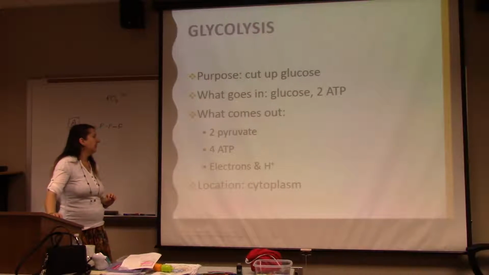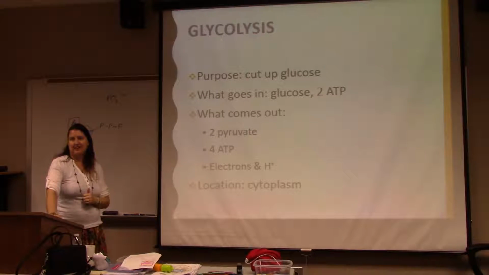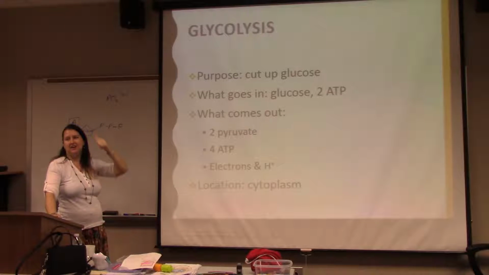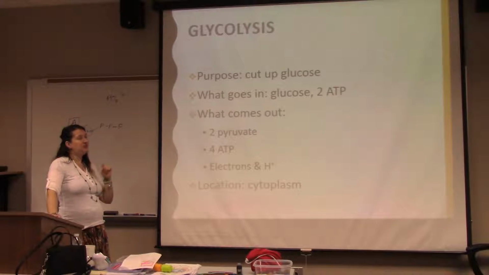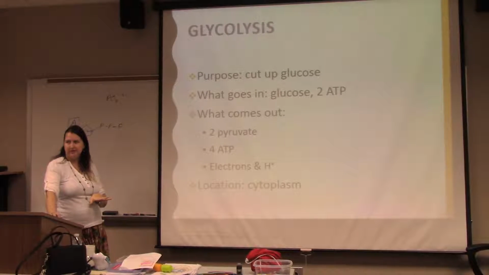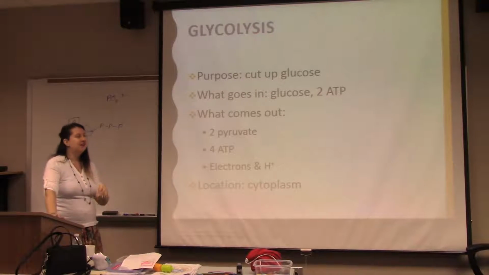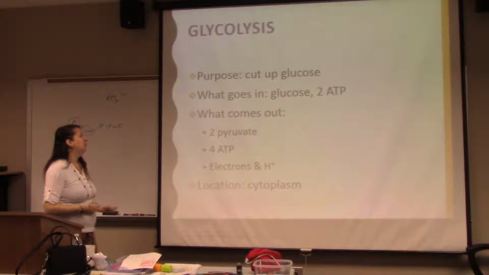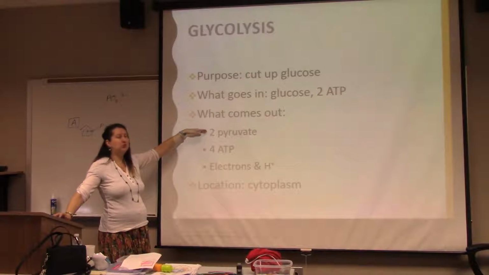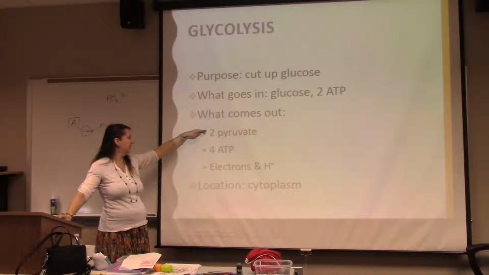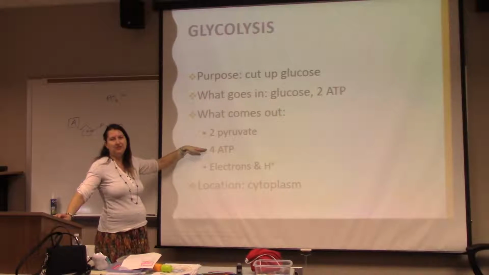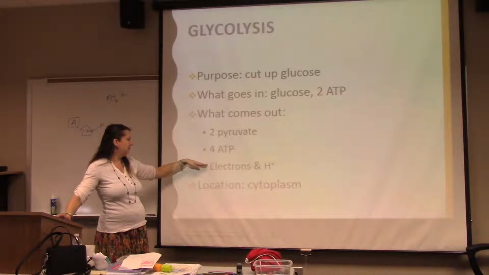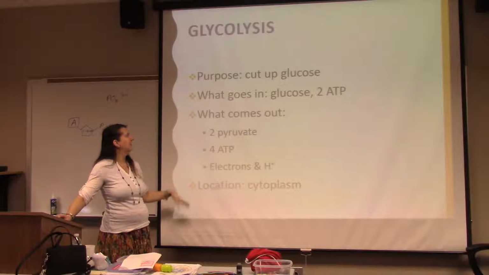So, glycolysis cuts up glucose. What goes in is a glucose and 2 ATP. That sounds kind of weird because our goal is to get ATP, but we'll explain why that happens coming up. What comes out of it is 2 molecules called pyruvates, 4 molecules of ATP, so we put in 2, we get 4, and some electrons and hydrogen ions.